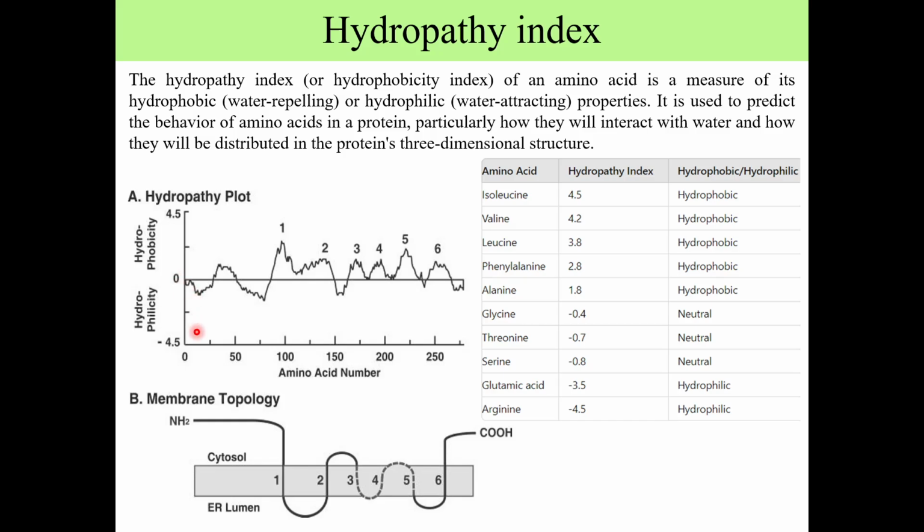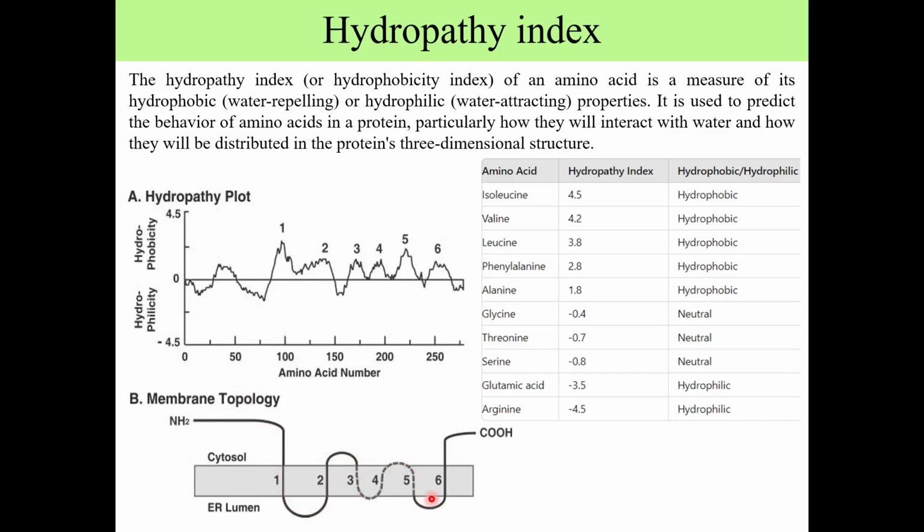But then the residues which have a negative hydropathy score are found on the surface of the protein. For example, arginine has a very high hydropathy index of minus 4.5. So negative but very high, right? So this is very much hydrophilic. Similarly, glutamic acid is very hydrophilic, and so this hydropathy index can tell you about the presence of the amino acids in a protein.